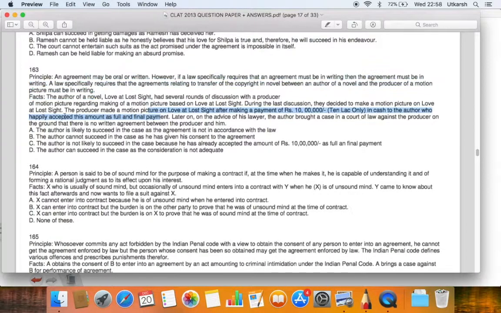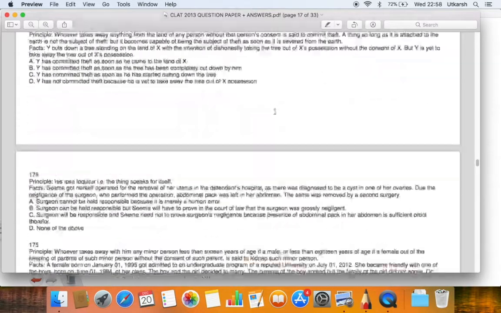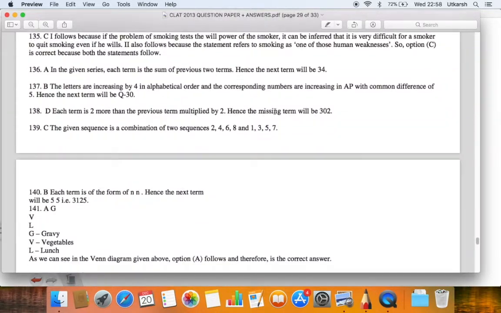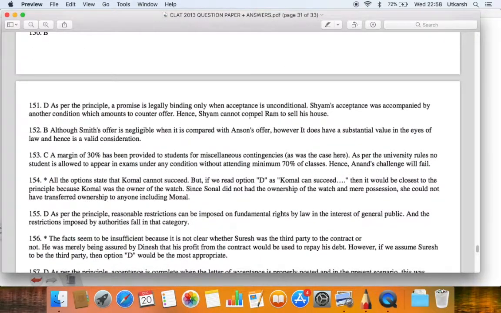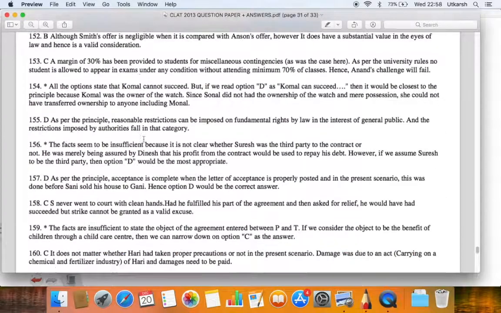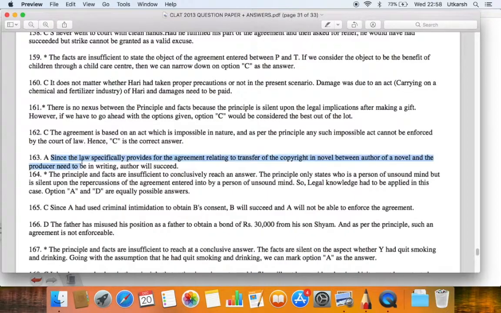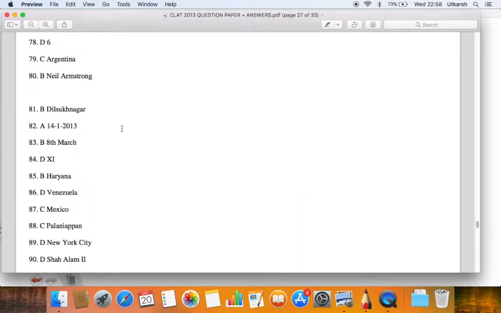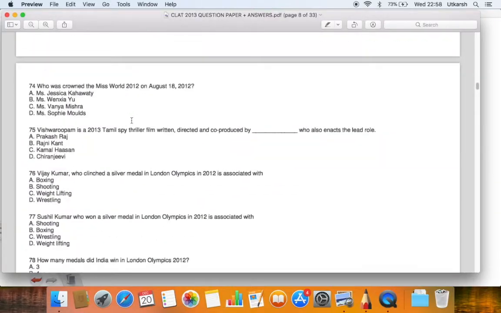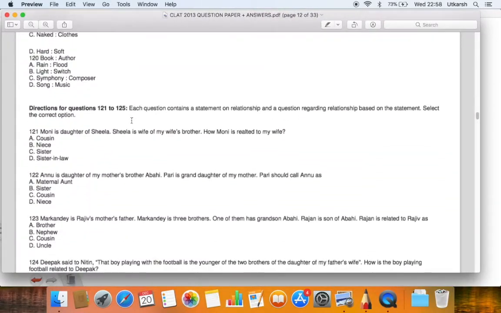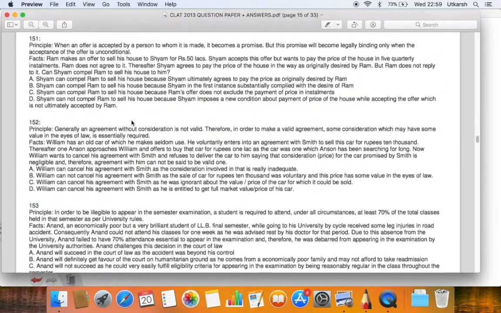So for question 163, the answer is A. I'm sure that's the correct answer. I can scroll down and check. The 151 we did was D, and yes, it says the same thing. For 163, since the law specifically provides that an agreement related to transfer has to be in writing, the author will succeed. So the answer is A. So you got that. Similarly, you can solve any question on legal reasoning just by applying these steps. So don't get disheartened.